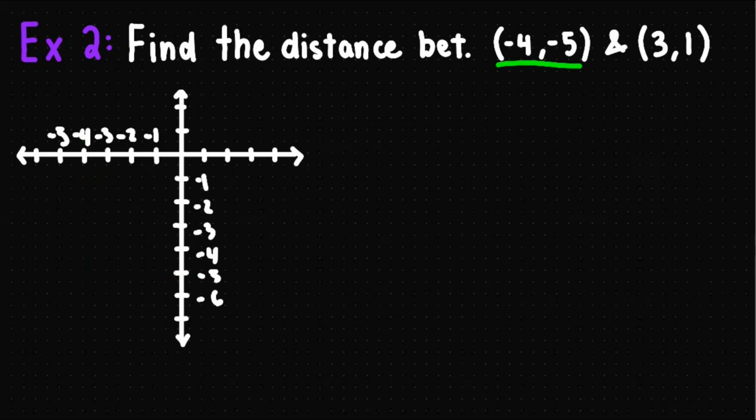So we have here this one. For the other one, we have here 1, 2, 3, 4, 1, 2. There. So the x coordinate is 3 and the y coordinate is 1. So it's around here.